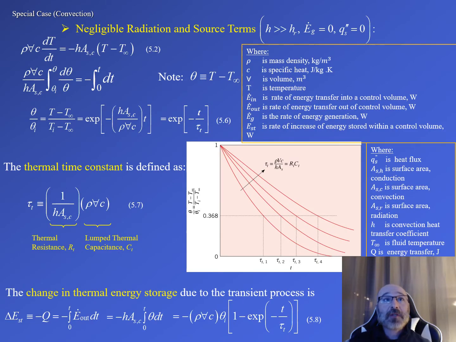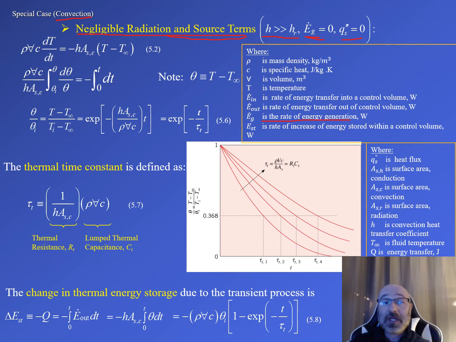So continuing on with special cases, let's take a look at the convection term as well. So if we have negligible radiation and source terms, or our h is much greater than our h sub R for radiation, and our E dot sub G, or our rate of energy generation, is equal to 0, and our heat flux is also equal to 0. So this is for negligible radiation and source terms.